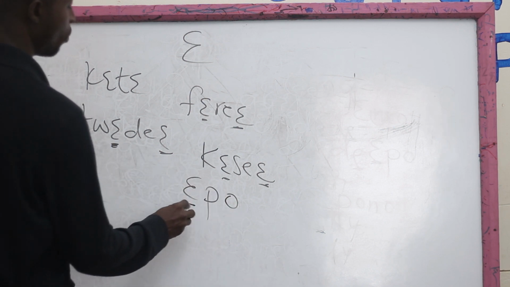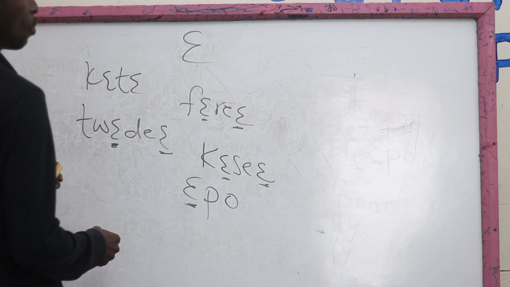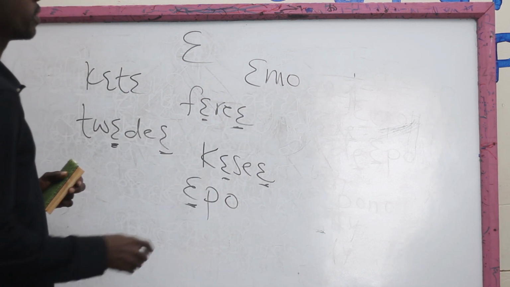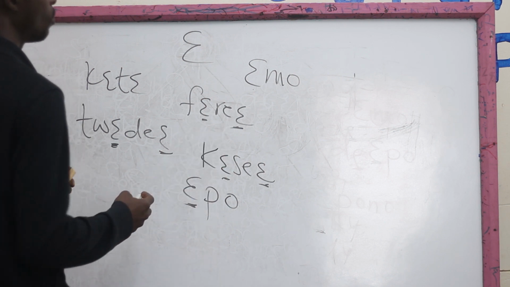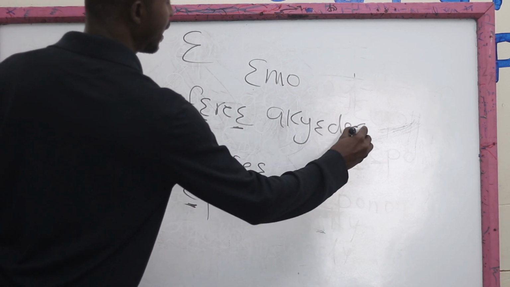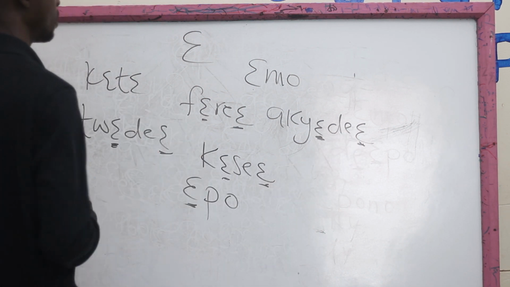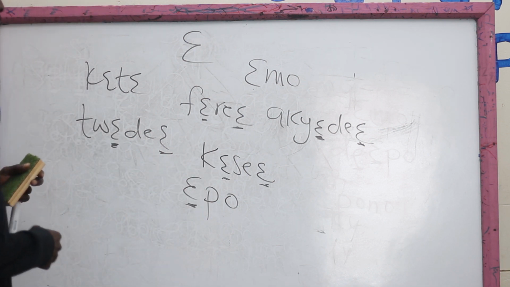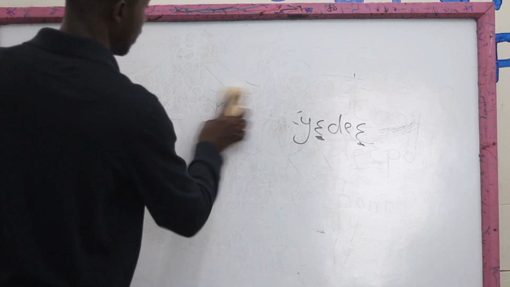Apple. Apple is the C. Emo. Emo is rice. Ache dear. Ache dear is a gift. So try giving more examples on your own, and you'll be perfect in speaking and writing this language.